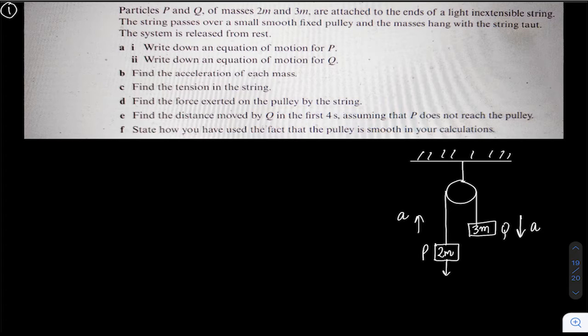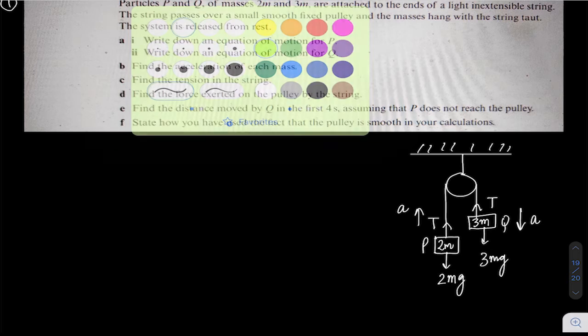What are the forces? The weight of P is 2mg downwards. Weight of Q is 3mg downwards. And there will be a tension T, and there will be a tension T here. So this is our diagram. So we will draw the forces, whatever we can, and we will just try to analyze the motion. Assume some acceleration. Okay, now let's see how to answer this question.